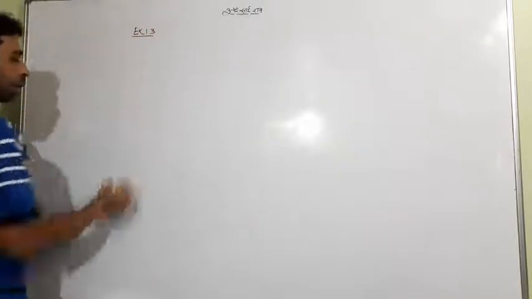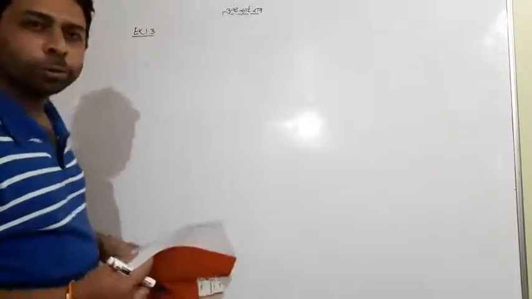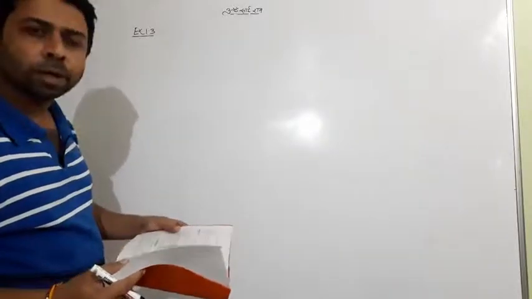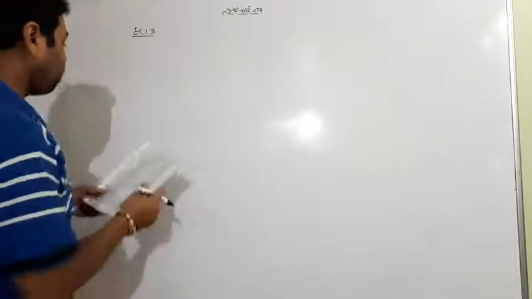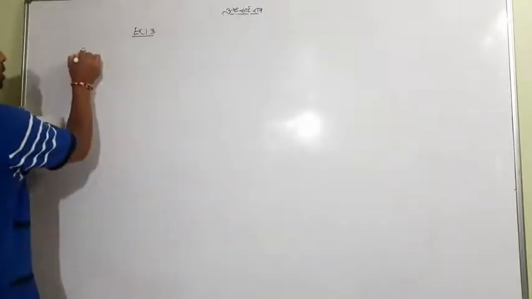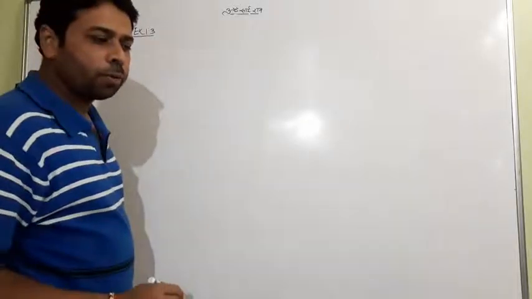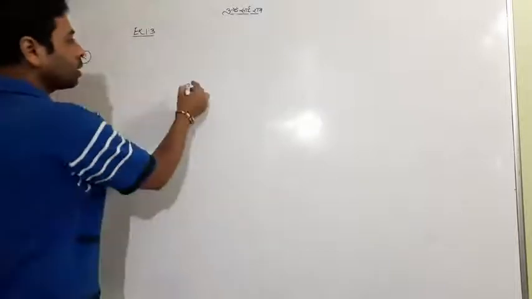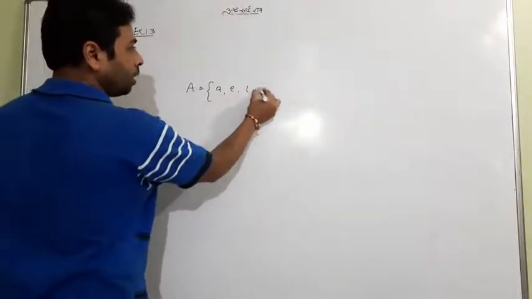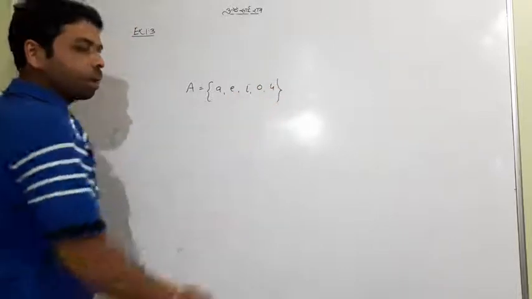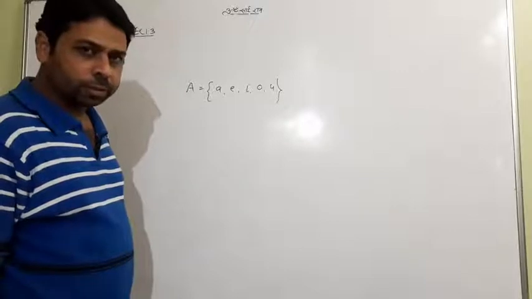1.3. In some questions I start from question number 2, because question number 1 is a simple fill in the blanks, and you know it very well. Question number 2 says, before starting this particular question, I want to discuss with you again two things. Suppose A is a set {a, e, i, o, u}. This is a simple set of vowels.